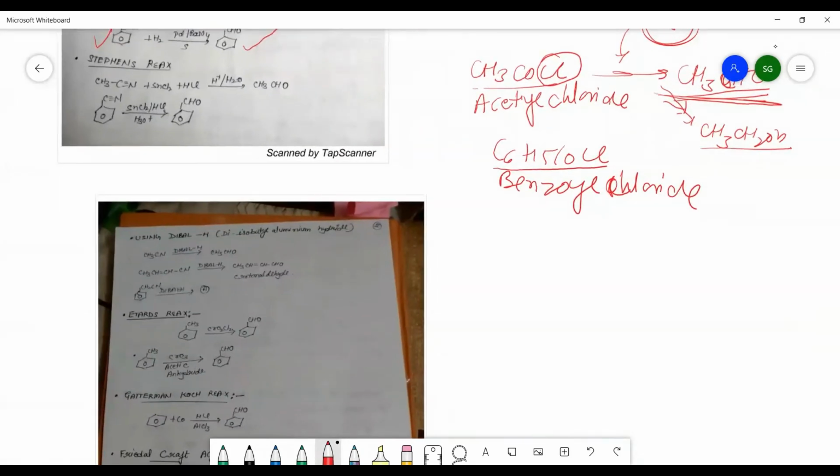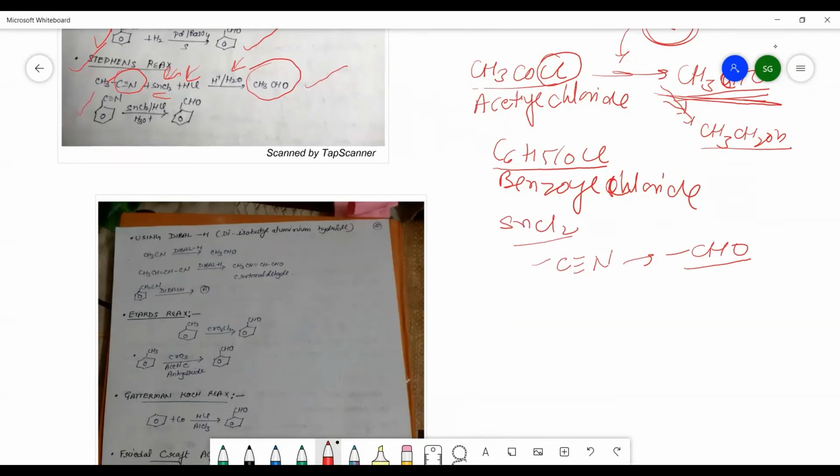Now another reaction is the Stephen's reaction. In Stephen's reaction, we will use the cyanide CN group in the presence of tin, SnCl2, HCl, followed by hydrolysis. We will get the formation of CH3CHO. Means acidic medium is there, in the presence of SnCl2. That is, the cyanide is converted into CHO. Again, this method is used only for the formation of aldehyde.